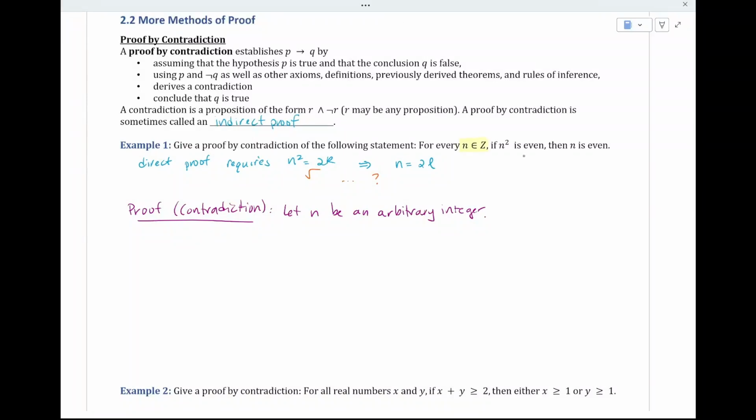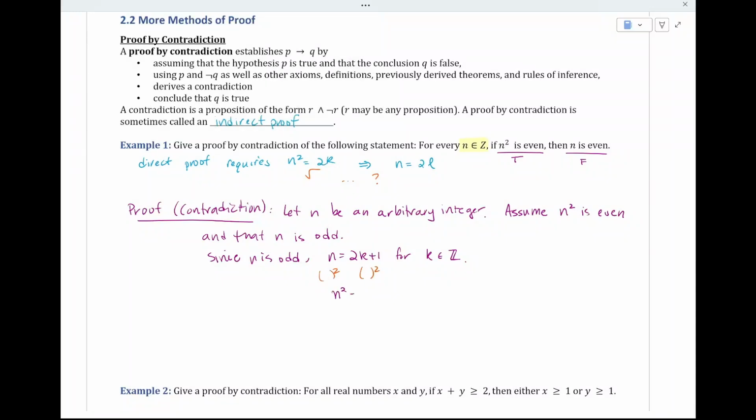Now I'm going to assume that this is true and that this is false. And then we're going to develop our contradiction. Assume n squared is even and that n is odd. So we know things about odd and even. Since n is odd, we can write n as 2k plus 1 for some integer k. K is in Z. So let's square both sides.